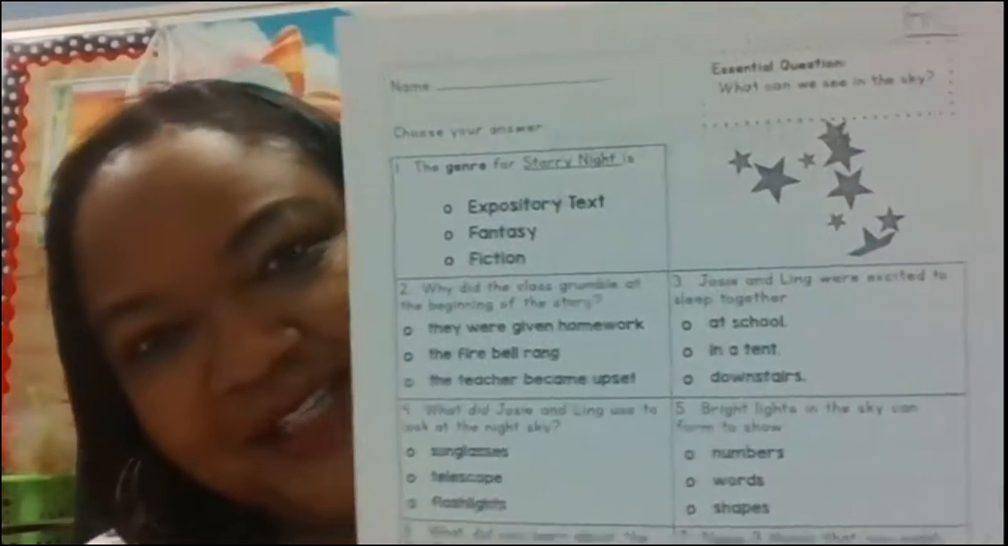So, first and foremost, you have the last page of your ELA packet, and it's your Starry Night test. Looks like this. Moms and dads, you're welcome to read them the questions if they need assistance, but I do ask that you let them answer on their own so that I can use it for a test grade.